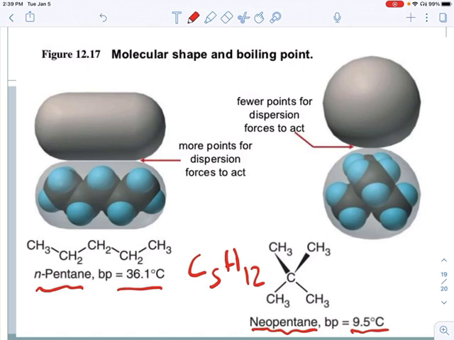The way we can explain that is because the dispersion forces in N-pentane are larger because it's a longer molecule with a greater surface area. Two N-pentane molecules have more points for dispersion forces to act compared to two neopentane molecules, which, due to their roughly spherical shape, can't contact each other in as many places and therefore can't create dispersion forces that are as strong.